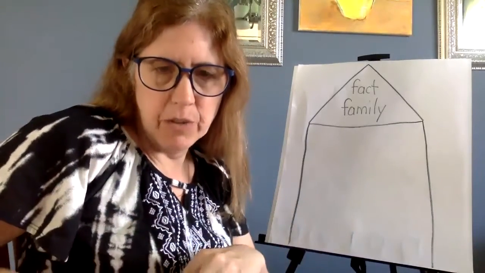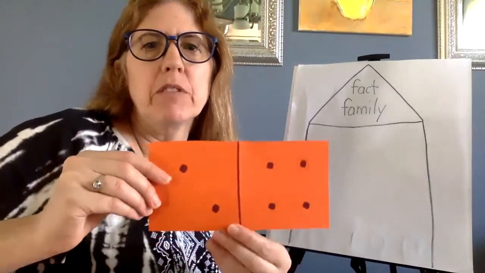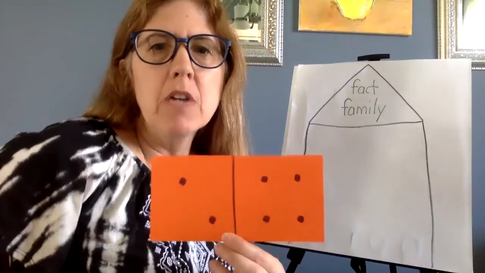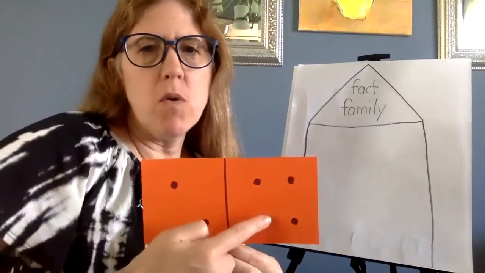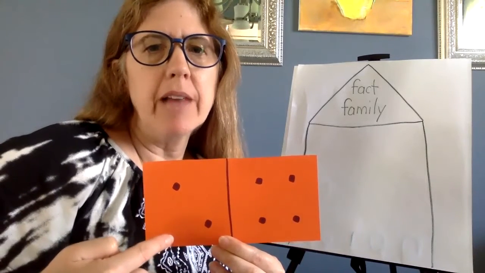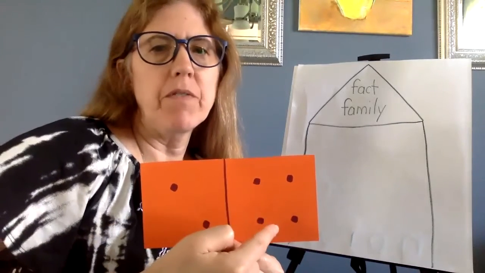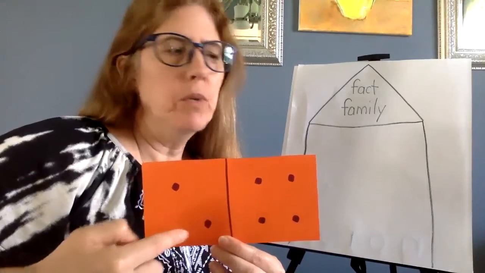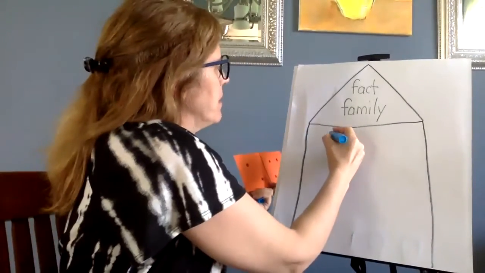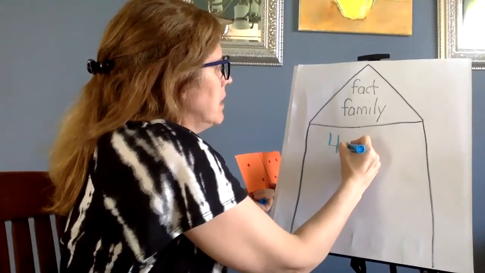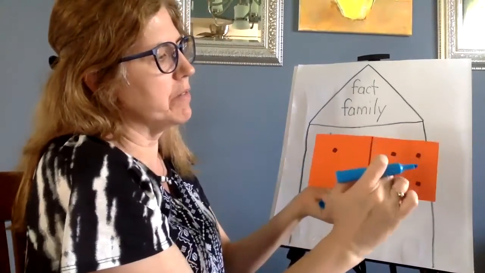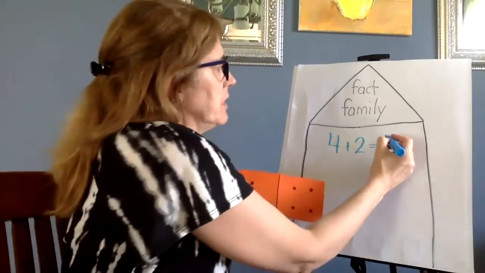So I decided to use a domino. I made these really cool big dominoes, and I thought I would use these to help us. So we have 2 on one side and 4 on the other. I'm going to do this side first, 4 and 2. If we were going to add these together, our number sentence would be 4 plus 2. Let me write that, because that's going to be the first one in our family. 4 plus 2 equals 1, 2, 3, 4, 5, 6. So the answer is 6.